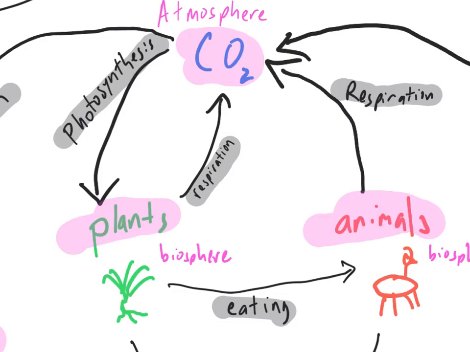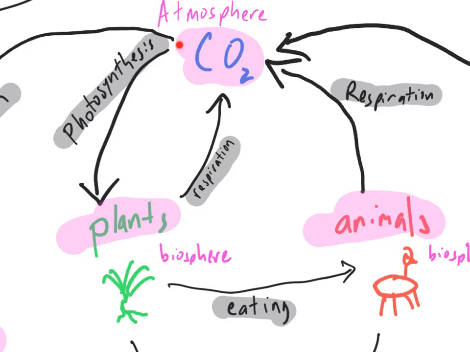So effectively, we know that plants are doing photosynthesis. So I've got my plants here, and then I've got my animals over here. Both the plants and the animals are part of the biosphere, meaning they're alive. Bio meaning living, and sphere meaning like the circle of life. So plants and animals are involved in this circle of life, part of the biosphere.